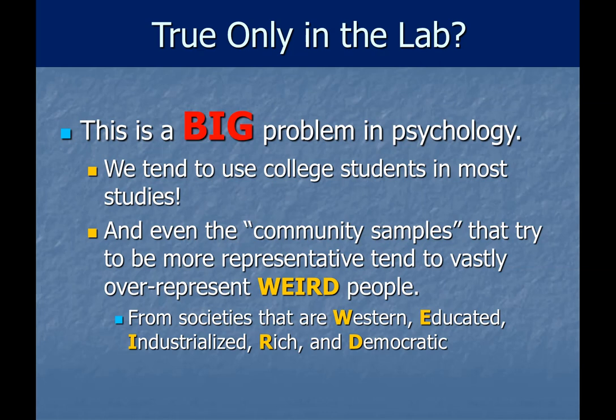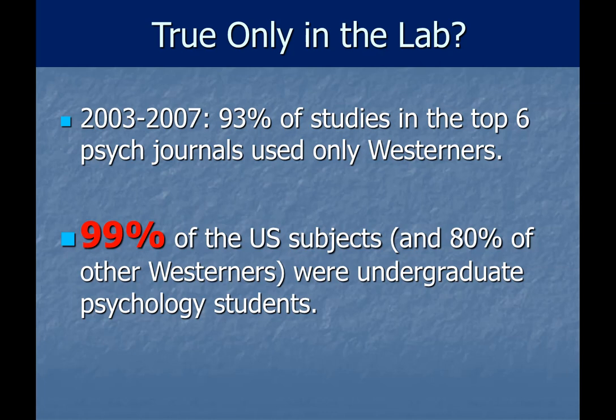What do I mean by weird? This is an acronym. It means people from societies that are Western, educated, industrialized, and rich democratic nations. Those are the people that are showing up in all sorts of scientific results about psychology that we use to make conclusions about humans in general, but that may not actually represent all humans.